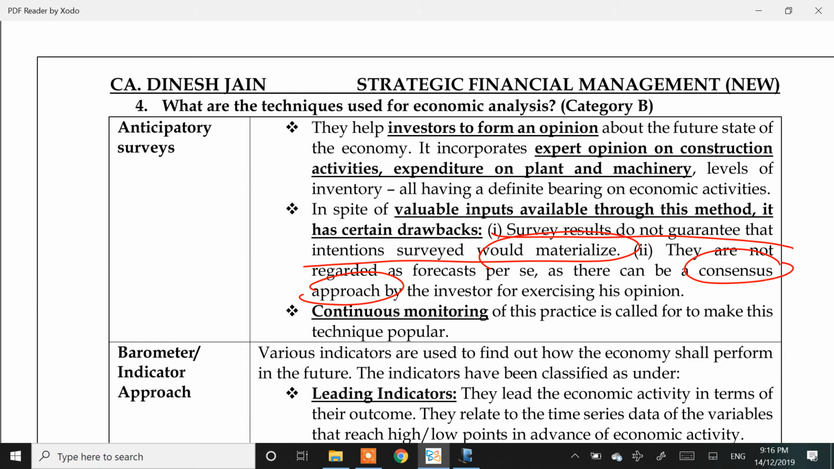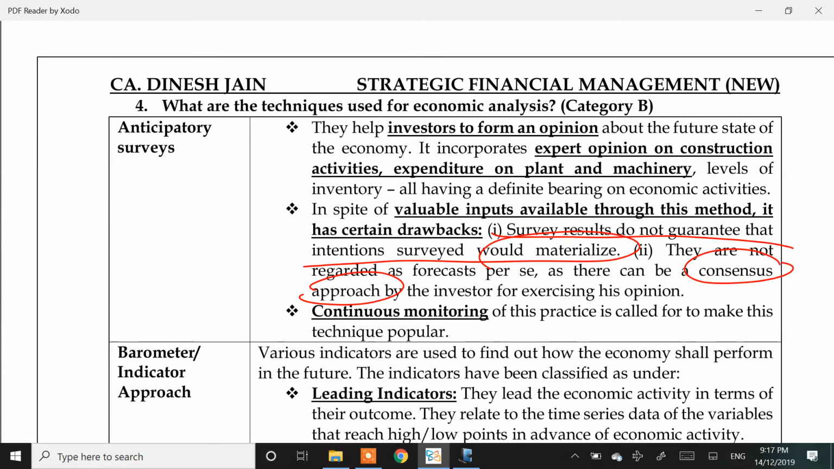Now this barometer or indicator approach was initially developed in 1920. The logic was that this approach can help us in finding out how the economy is going to perform in the future. But this approach, per se, was not followed or had to be modified because it could not predict the great economic depression that happened in the 1930s. So in 1920 it was developed, in the 1930s a great economic depression happened, and somewhere they could not predict this. So there was some modification done.